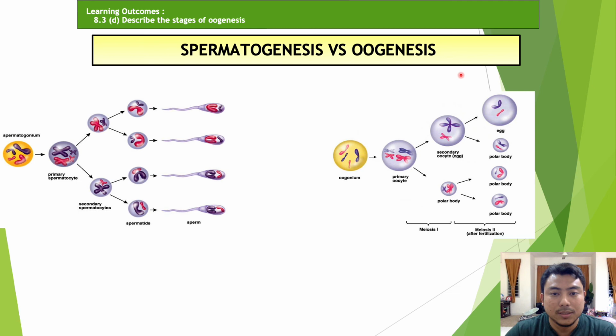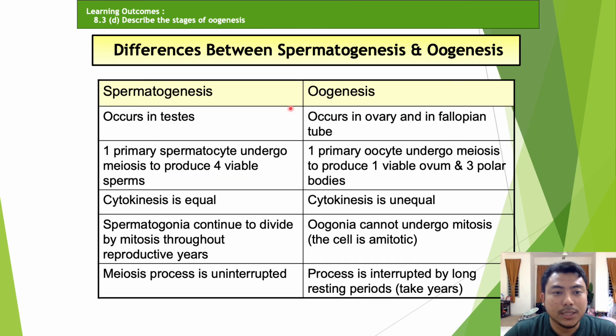Okay. So this another slide, just showing you the comparison between spermatogenesis versus oogenesis. Okay, so this is the table comparing spermatogenesis and oogenesis. So we can see here, of course, spermatogenesis occurs in testes. This one occurs in ovary and in fallopian tube. Okay, why we mean by fallopian tube? Because remember, the completion of oogenesis, the maturation of the secondary oocyte to become ovum only happen at fallopian tube during fertilization, i.e.